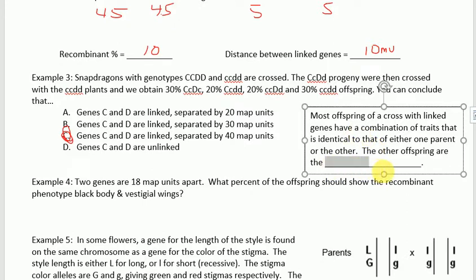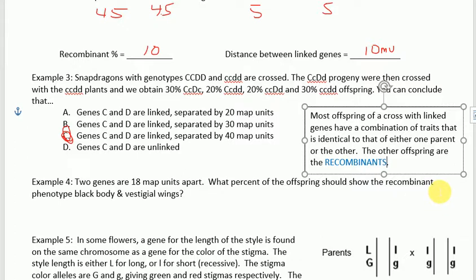So most offspring of a cross with linked genes have a combination of traits that is identical to that of either parent or the other. The other offspring are going to be the recombinant.